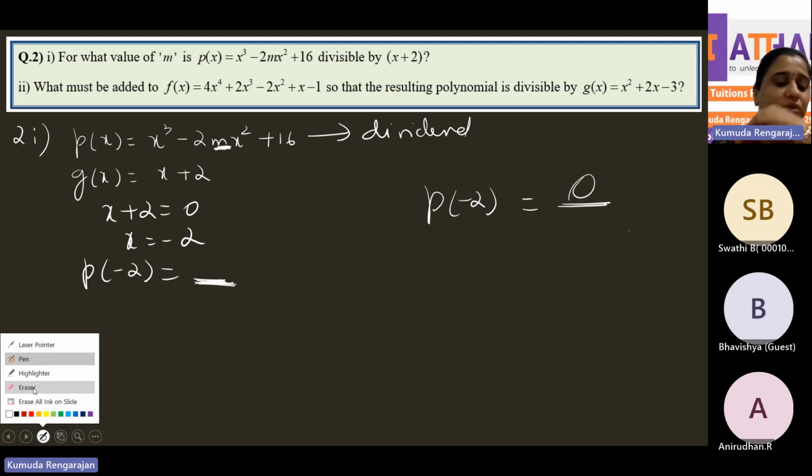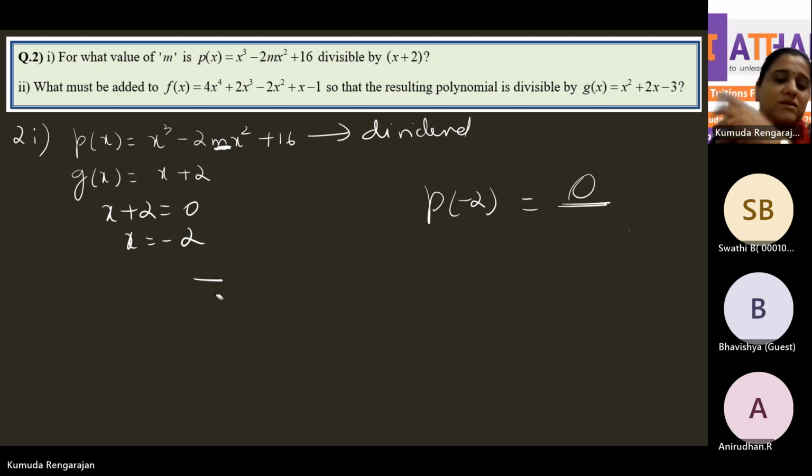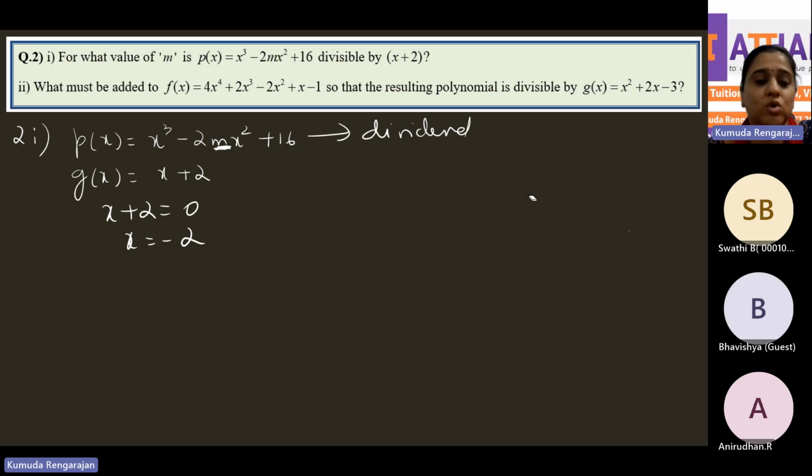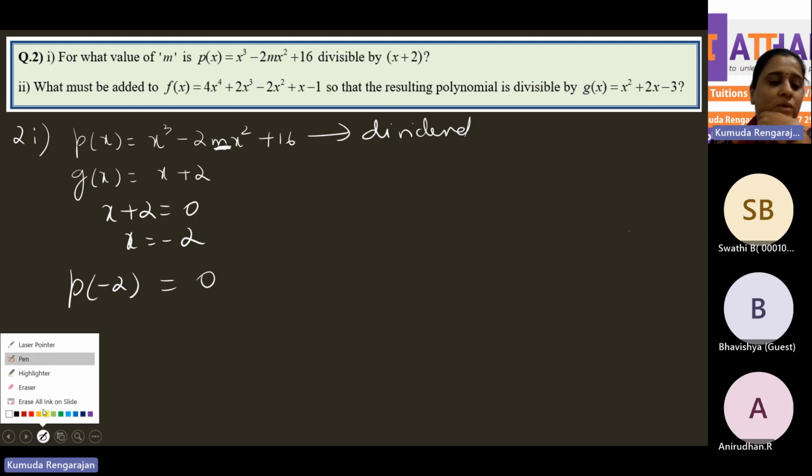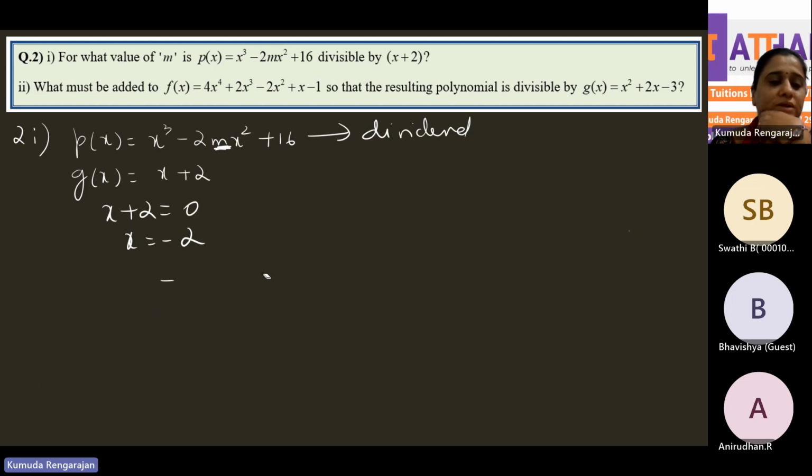I always write the equation so that then everything is easy. The equation here is P of minus 2 is equal to 0. I'll tell you why again. Why is P of minus 2 equal to 0?